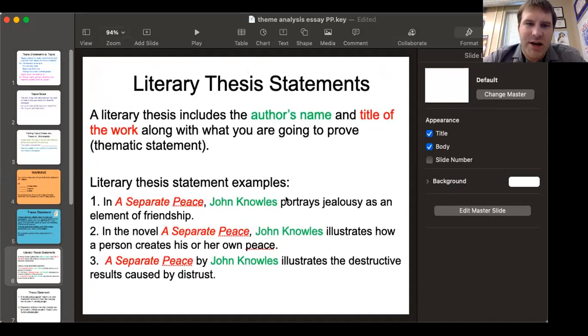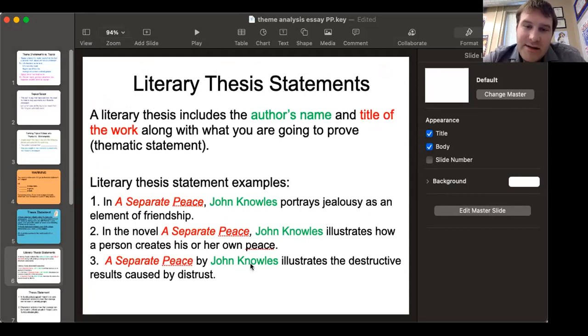In A Separate Peace, John Knowles portrays jealousy as an element of friendship. The idea that they originally started with was jealousy, or you could say the idea they started with was friendship, and they're going to say that this book is trying to tell us that jealousy is an element of friendship.